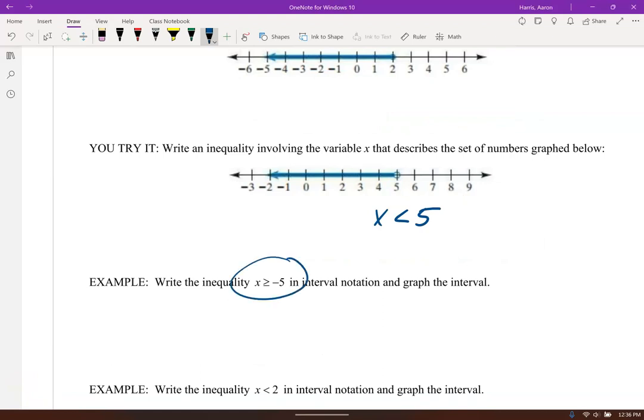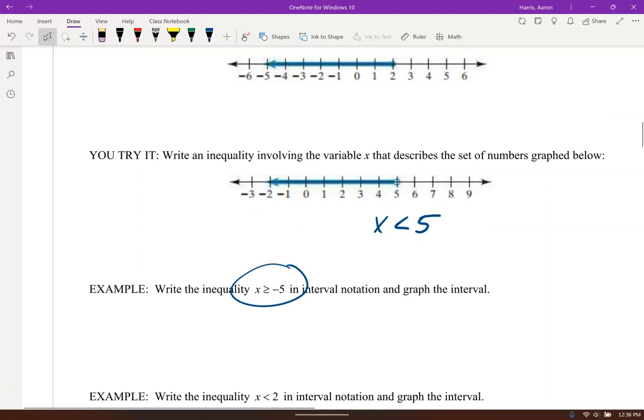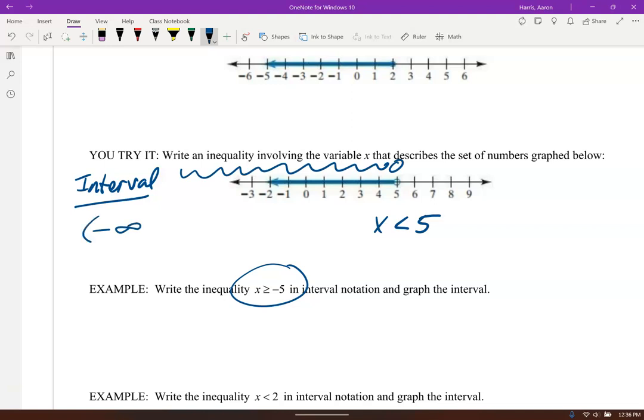Now let's take the actual inequality and put that in interval notation as well. Before I do that, let me go back to this x is less than 5 and put this in interval notation. Interval notation is reading it left to right. So all of this is solution up until 5. You write that as coming from negative infinity up to 5, and you put a parenthesis around the 5, meaning not including the 5.